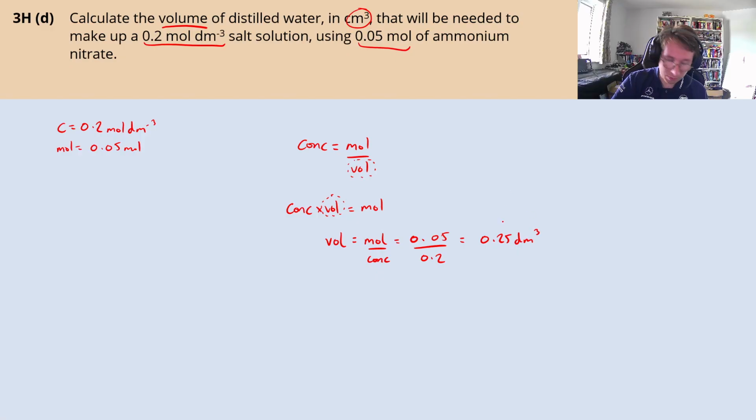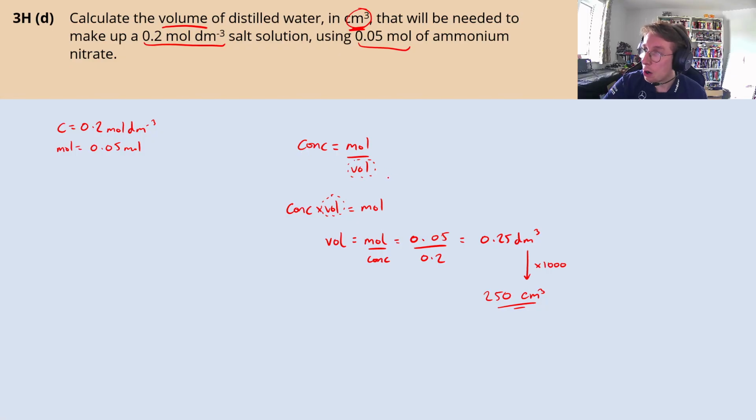If you do that calculation, what you get is 0.25 decimetres cubed. That's all well and good. However, the question has asked us to convert this into centimetres cubed. So to go from decimetres cubed into centimetres cubed, what we need to do this time is the opposite to what we did in the previous questions. We need to multiply our answer by 1000, and 0.25 multiplied by 1000 gives us an answer of 250 centimetres cubed.